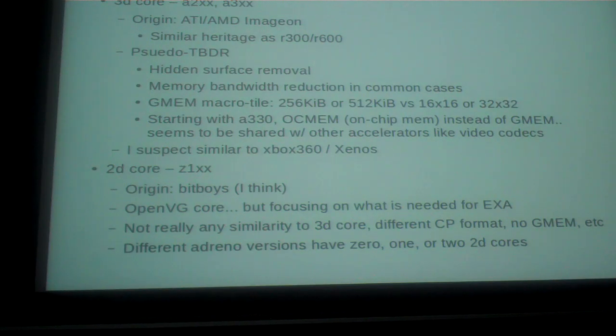From looking at their kernel driver, it seems like some of the newer Snapdragons, they replaced GMEM with something they call on-chip mem, which can be actually partitioned dynamically, it seems, between other accelerators like video decoding. So the 2D core, that's a Z180 or Z160, depending on the chip. Different Freedreno versions have anywhere between 0 and 2 2D cores. So the one I'm working on has 2 2D cores. Others have none. I think some have one.